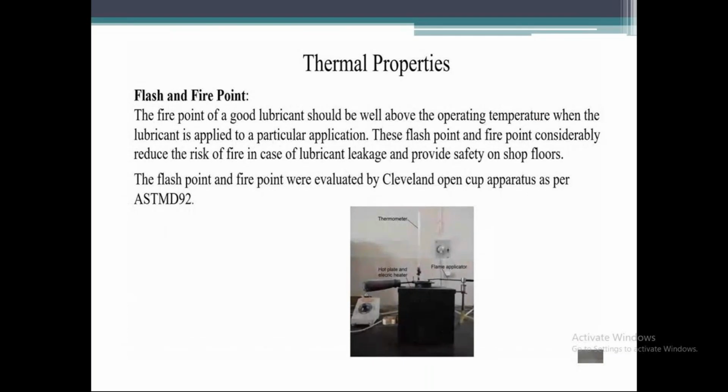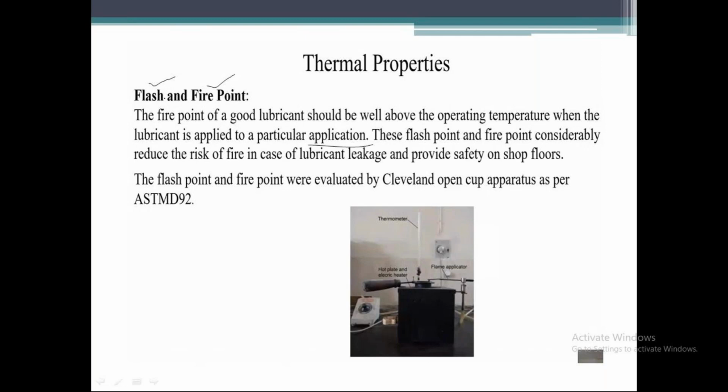Another thing you should know is what flash and fire point are. The fire point of a good lubricant should be well above the operating temperature when the lubricant is supplied to a particular application. Why we need flash and fire point is because these oils are used for specific applications. It can be in the machining industry, it can be motor oil as engine oil or gear oil, etc. Suppose for a machining application, the temperature may go around say 300 or 200 degrees depending upon the material and the parameters.